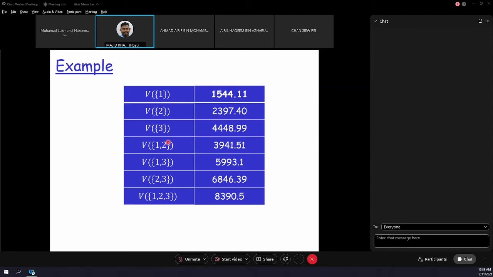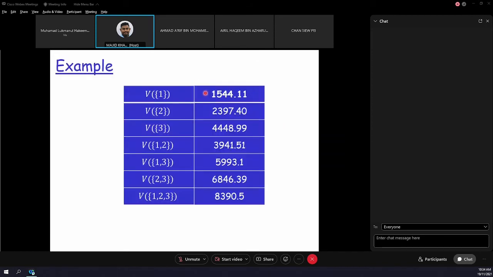Since we already have an order now, we need to know the marginal contribution. Marginal contribution means the value of the payoff after deducting his or her own value when they are doing it alone. That's why V12, which is 3941.51, minus V2, because now we are looking at player number 2, 2397.40.